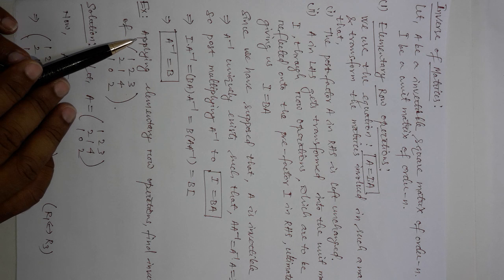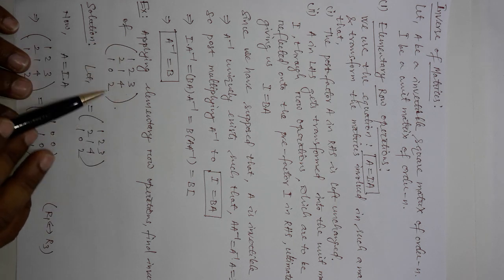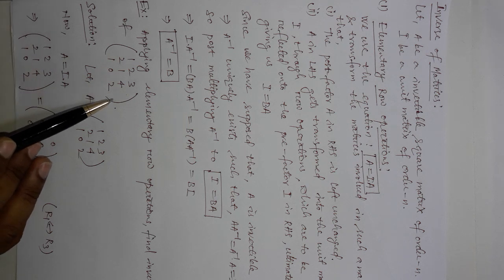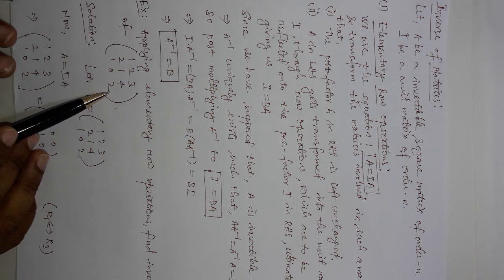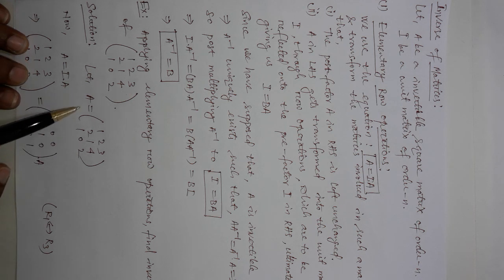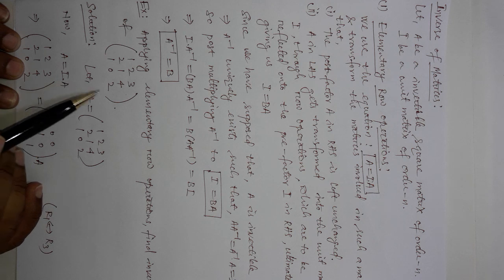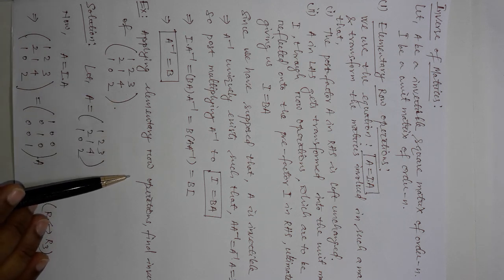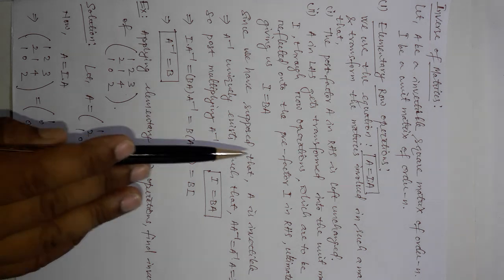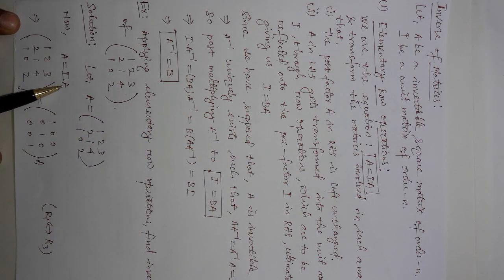Let us apply this on a given matrix. Let us work out an example. Apply elementary row operations to find the inverse of this matrix. It is a 3 by 3 order square matrix. Let us find out the inverse of it. First of all, friends, let us name it. Let A be the name of this matrix. It is given to us that we will apply row operations. So for row operations we have to write A is equal to I into A. So we have written A is equal to I into A.